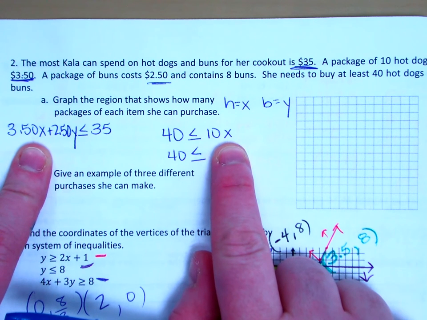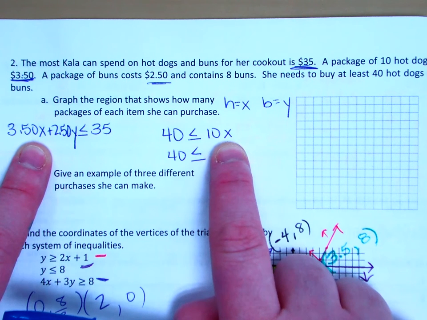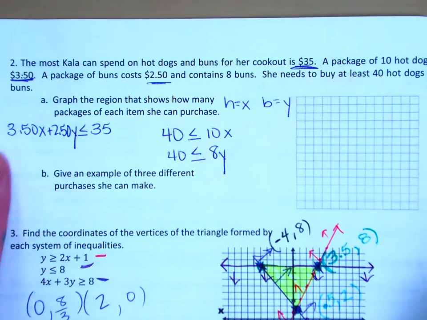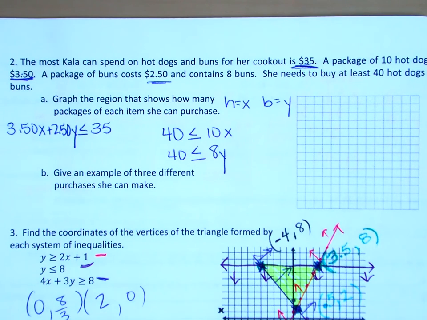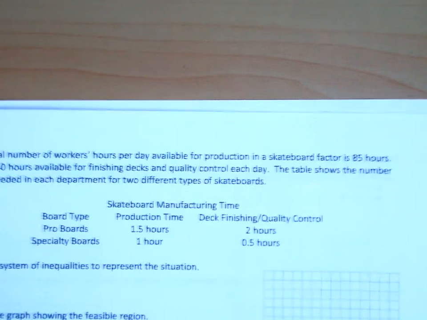So if I buy 1 hot dog package, it's $3.50, but I also get 10 hot dogs. If I buy 2, it'd be $7, and then I would get 20. For the buns, it's 8, so 8y. So we're just setting up the equations. That's all I want to do for this problem. Just make sure that you identify your variables, or use variables that are related to the words of what they are buying.